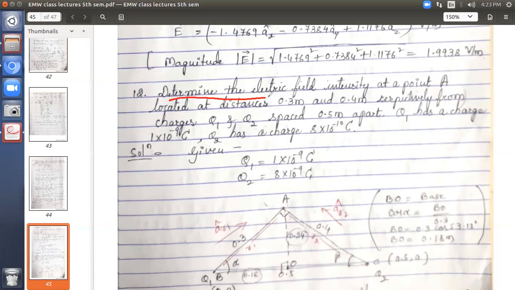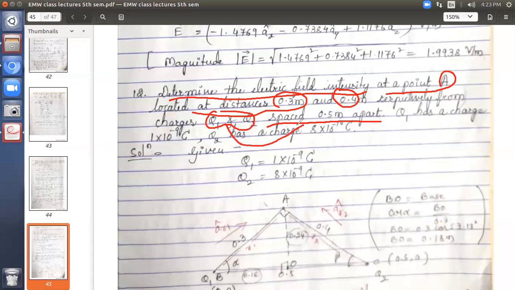What we need to do? We need to find the electric field intensity. Where? At point A. Where is point A? Point A is at distances 0.3 meter and 0.4 meters from charges Q1 and Q2. The question continues: charges Q1 and Q2 are spaced 0.5 meters apart, meaning the distance between Q1 and Q2 is 0.5 meters. At the last, they have given Q1 as 1 nanocoulomb and Q2 as 8 nanocoulombs. Both are positive charges. So this is the given question.